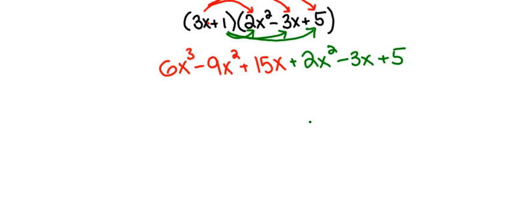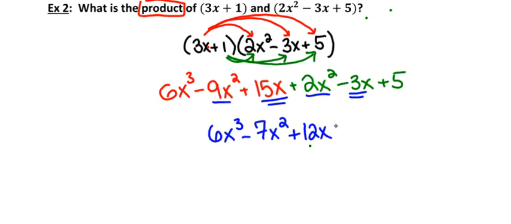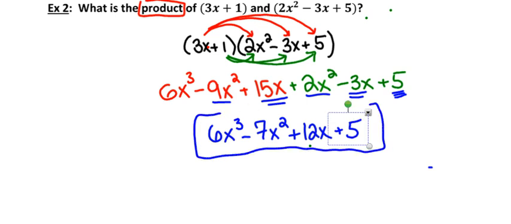There's only one term with an x to the third in it, and that's the 6x to the third. But there are a couple terms with x squareds in them. The minus 9x squared and the plus 2x squared will combine to be minus 7x squared. There's a couple terms with x's in them. Plus 15x and minus 3x will combine to make plus 12x. And the only constant, the only term that doesn't have an x attached to it, is that plus 5. Making my answer here 6x to the third minus 7x to the second plus 12x plus 5.